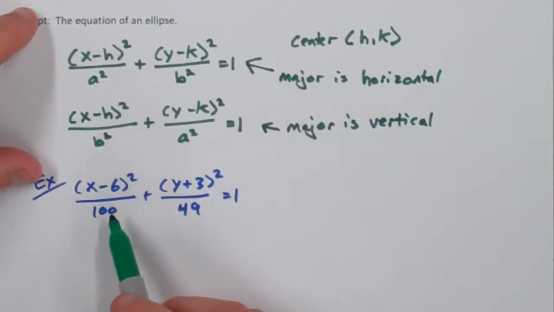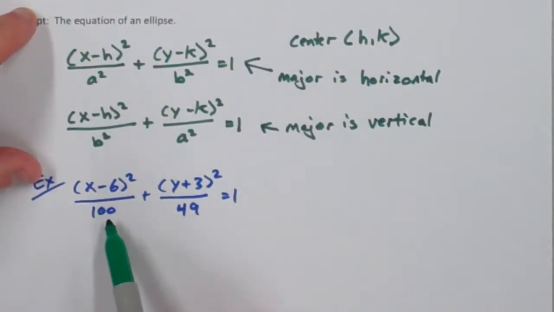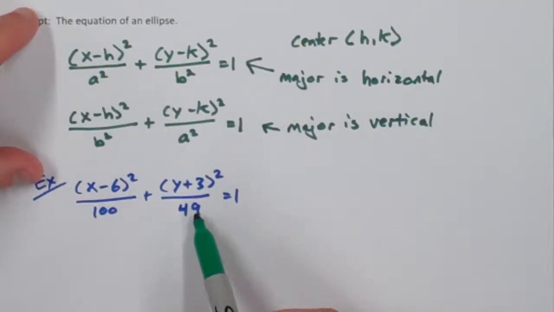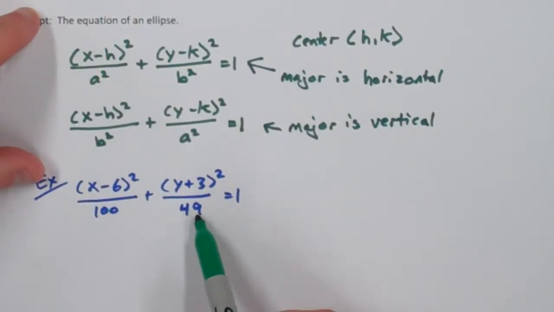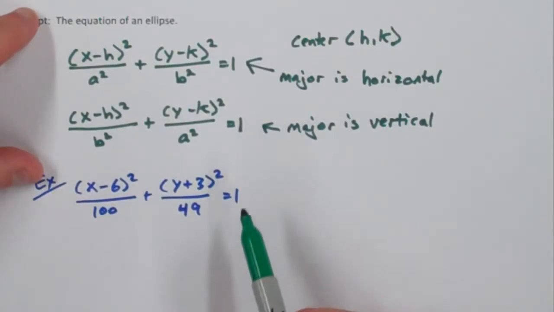With this example, we have a major axis that is horizontal, and the length of a is 10, making the length of the major axis actually double that. That would be 20. And the minor axis here, the semi-minor I should say, is 7, making the entire minor axis 14 in this case.